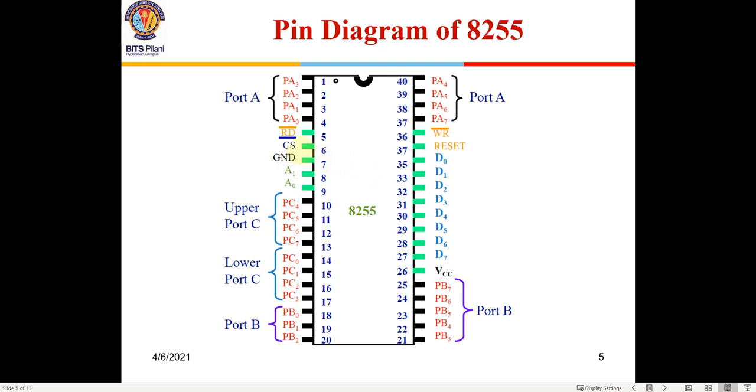Then you have a read bar signal and a write bar signal, so as to tell whether the data is to be written into the port or read from the ports. It is common to all three ports. And also you have a chip select line, which is necessary because you can connect multiple 8255s to 8086. If you have to select this particular chip, then you have to give this chip a 0 signal or a ground signal at pin number 6, which is the chip select bar signal. So this is the various pin diagram.